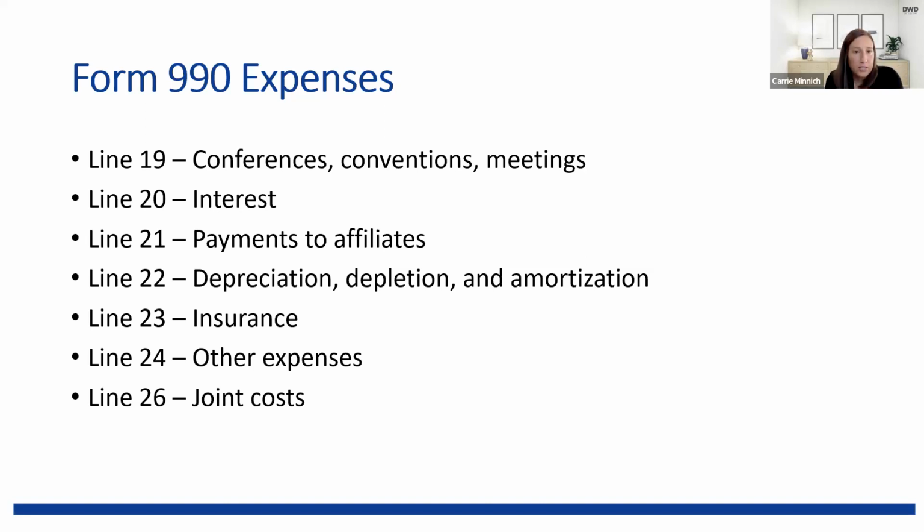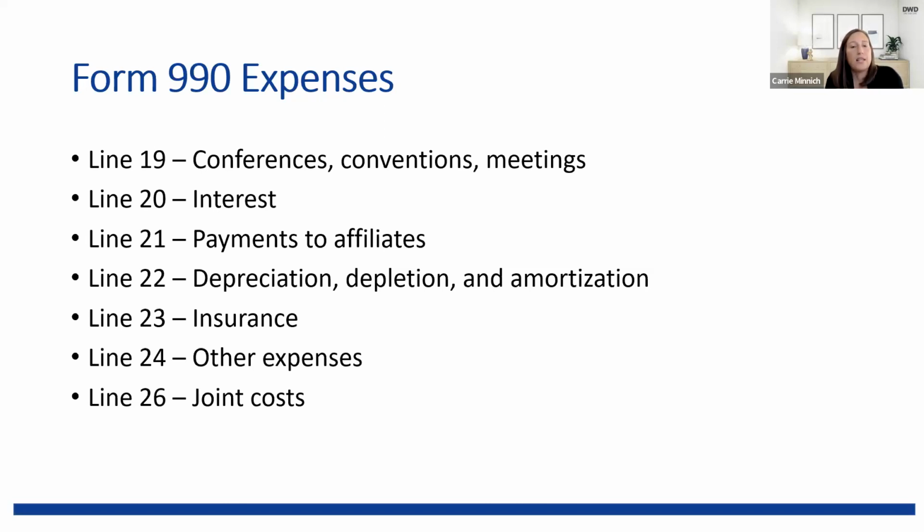Insurance, interest, payments to affiliates, depreciation is pretty self-explanatory. Insurance does not include employee insurance, for example, like health, life, and disability. Those are going to go up on your employee benefits line. It does include property insurance though, or D&O insurance, directors and officers insurance.